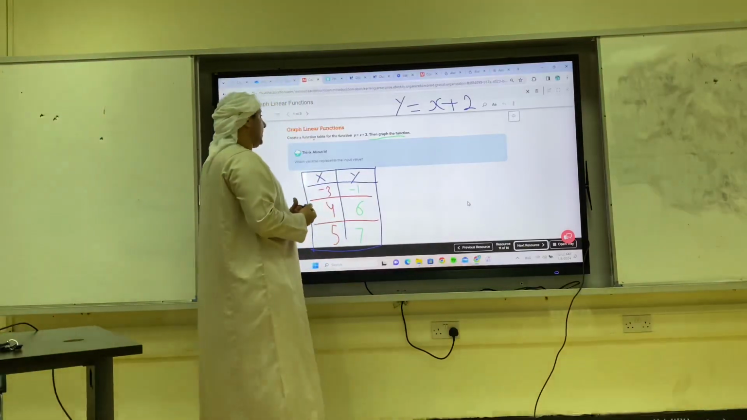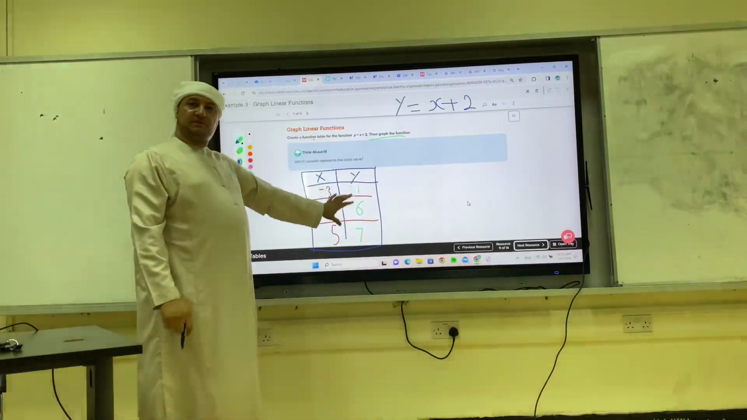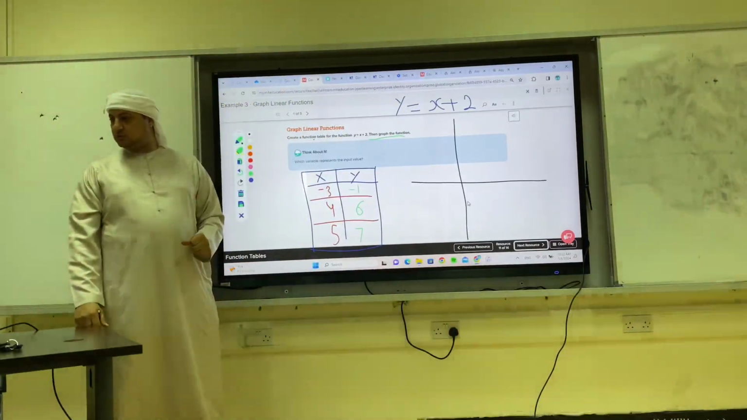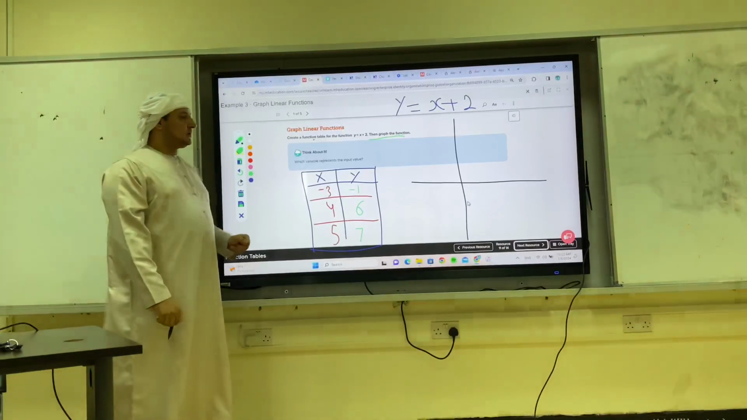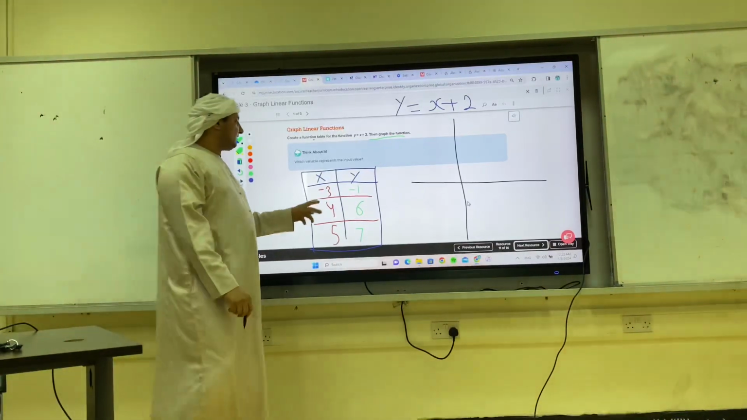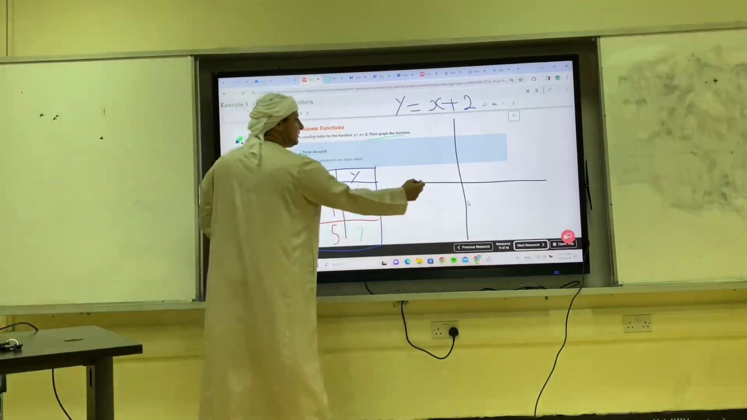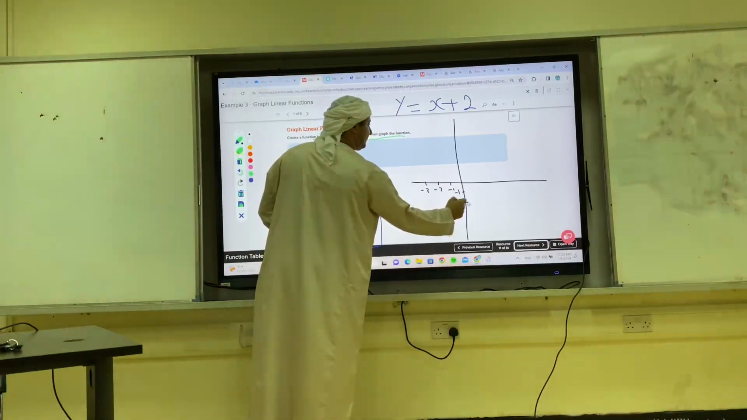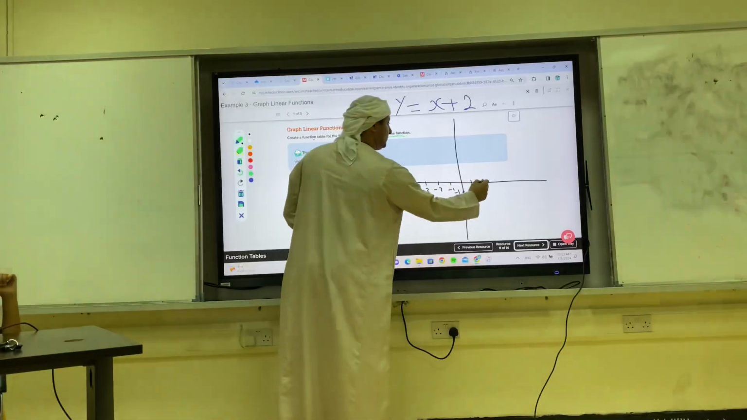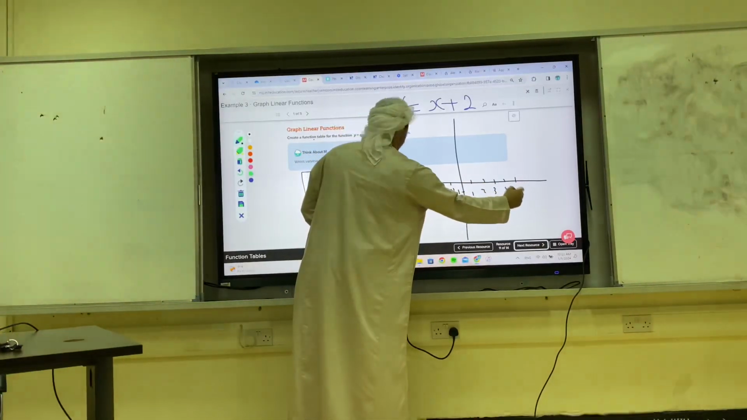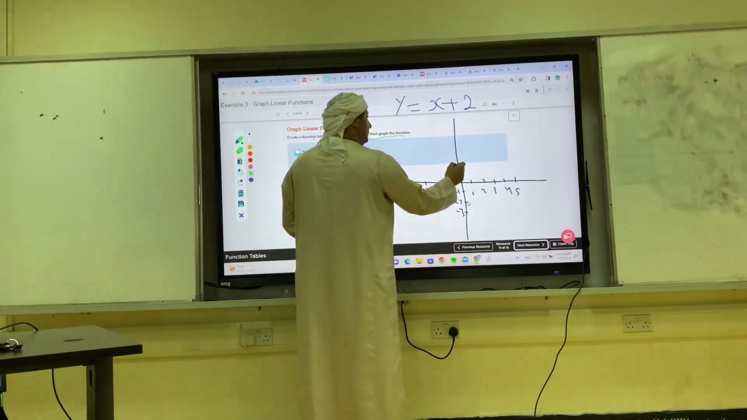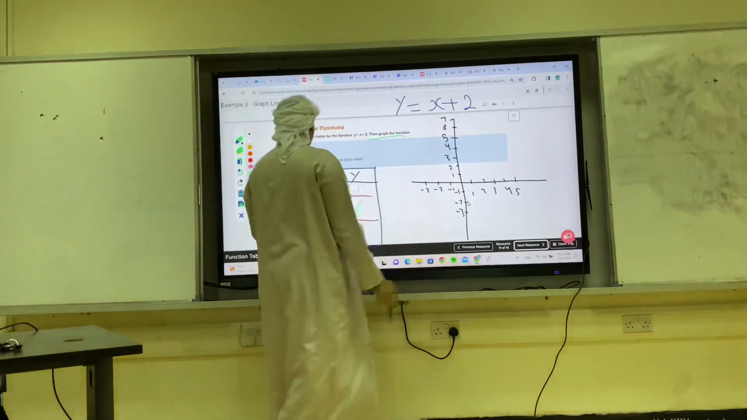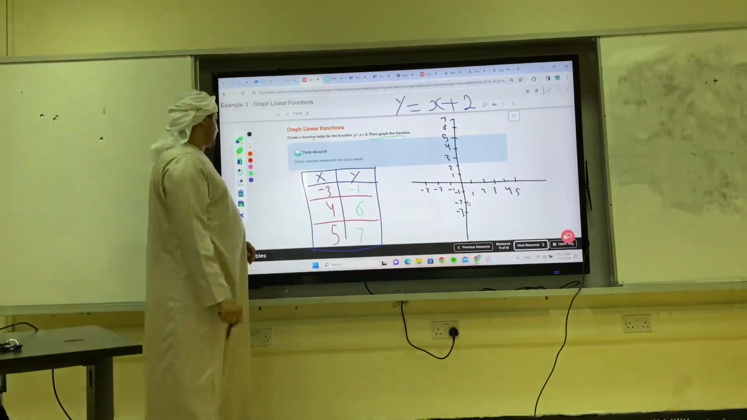Okay, now I'm going to plot these points on a grid. This is the grid. I have points negative 3, negative 1. So I have here negative 1, negative 2, negative 3, and 1, 2, 3, 4, 5, 1, 2, 3, 4, 5, 6, 7. Okay, now let me put the points on the grid.